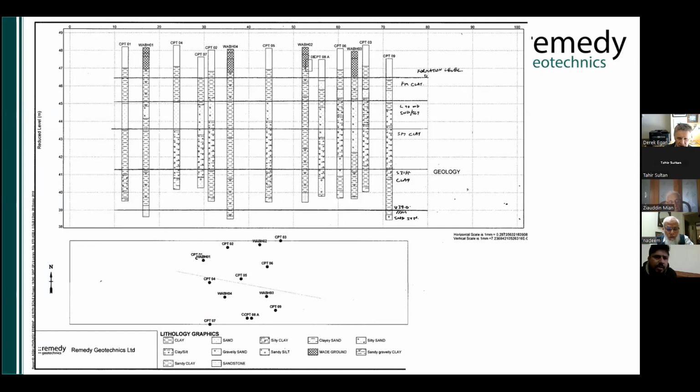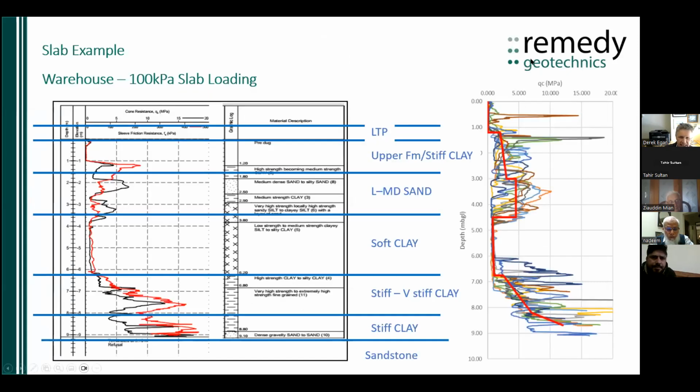So we had done our ground investigation, and this basically had shown there was an upper layer of firm to stiff clay, some loose to medium dense sand, but then this zone here of about 2.5 meters of very soft clay. These are all of the cone penetration test QC data plotted on one plot.